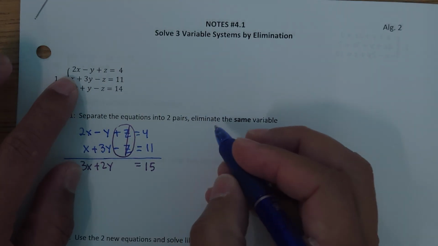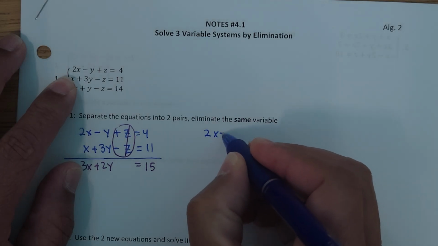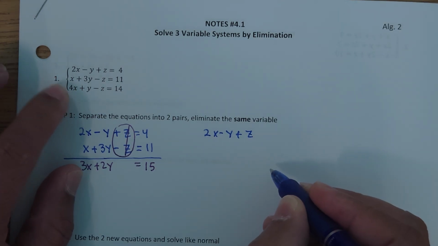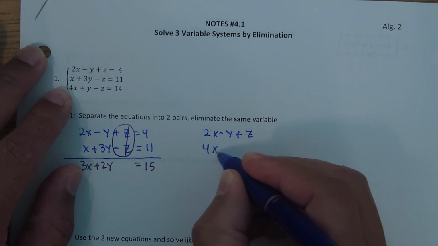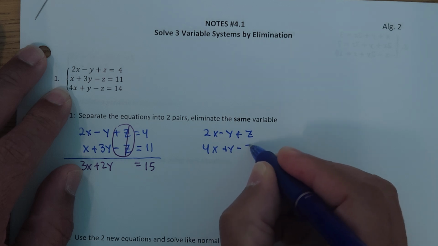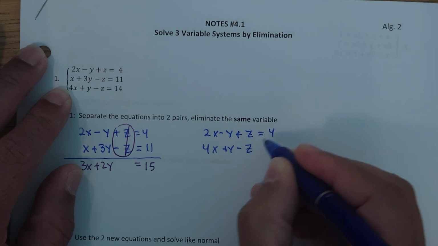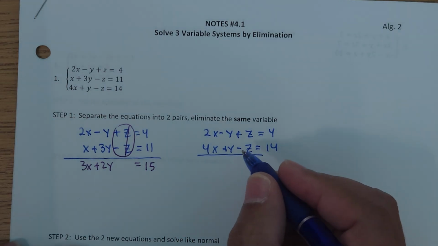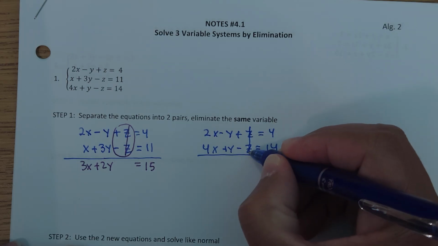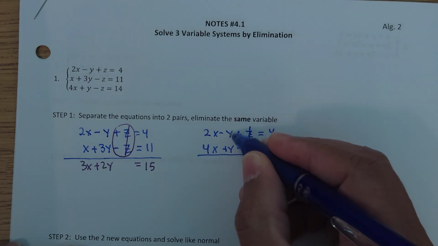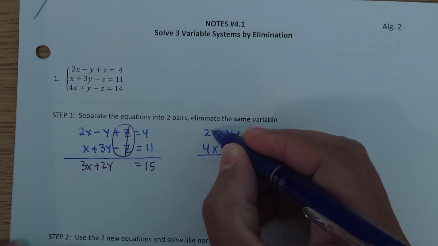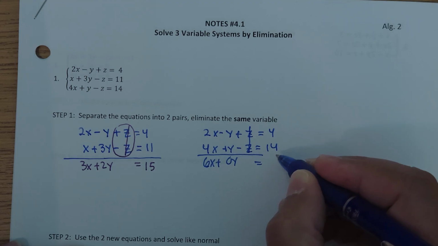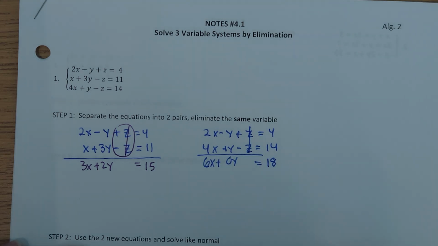Then I'm going to take the first equation, which is 2x minus y plus z, and combine that with the third equation. So 4x plus y minus z, and this is equal to 4, and this one is equal to 14. Then I'm going to add. So notice in this case we have the z's cancel, and we also have 0y, right? Because negative y plus y is 0y, and then 2x plus 4x, that's 6x, and 4 plus 14, that's equal to 18.